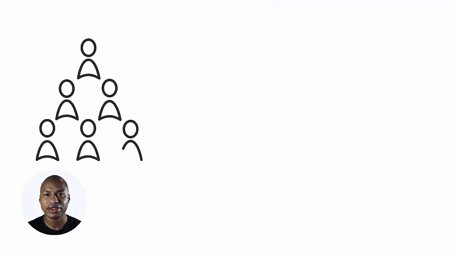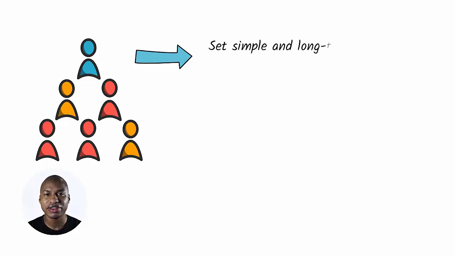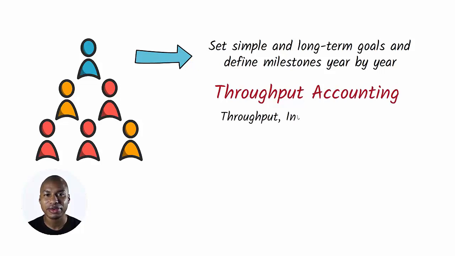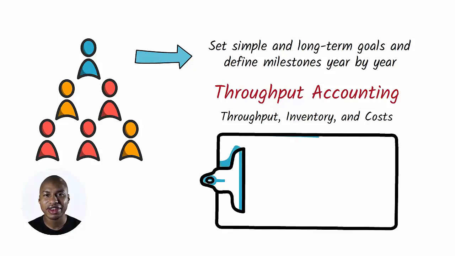Now I propose a possible lineup that I have found very useful in the past. Let's start from the highest level of the organization. The company should set simple and long-term goals and define milestones year by year. The simplest metrics to start with are those suggested by Goldratt in what he calls throughput accounting. The three metrics are throughput, inventory, and costs. These three metrics must have long-term goals and annual metrics.